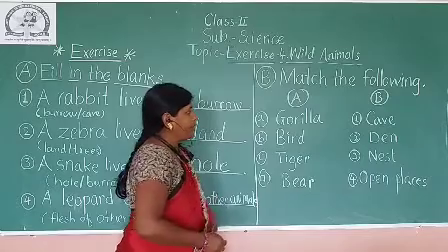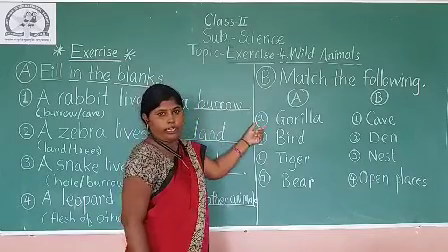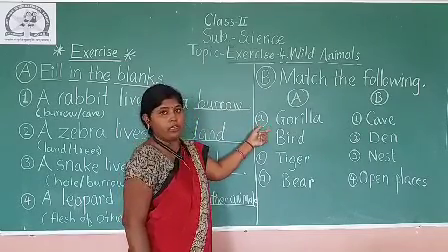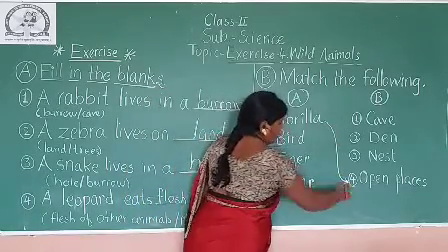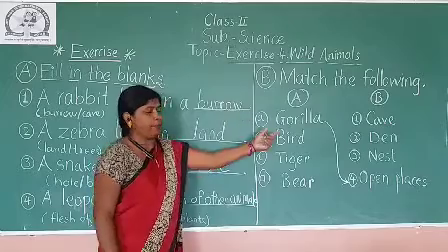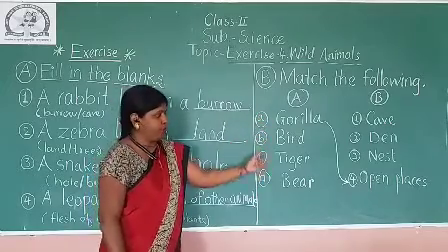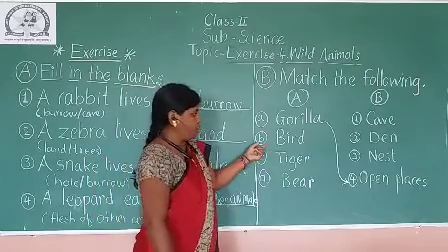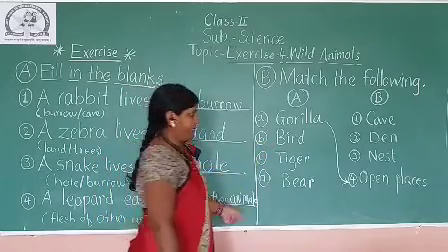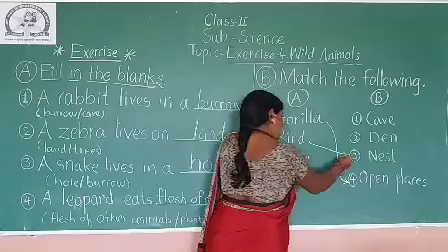See, number 1, gorilla. Where does the gorilla live? Gorilla lives in open places. So let us match. In this way you have to match. You can also write the numbers 1, 2, 3, 4 in front of your answers, but we will match like this. Number 2, bird. A bird lives in a nest.